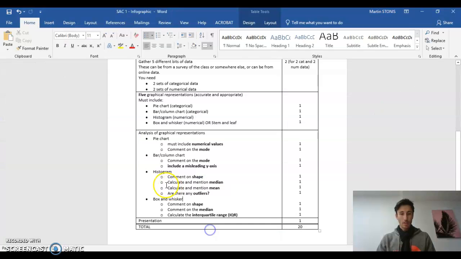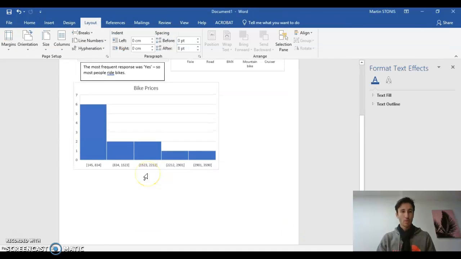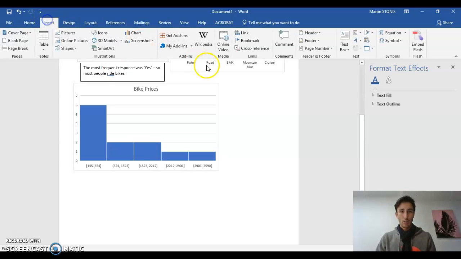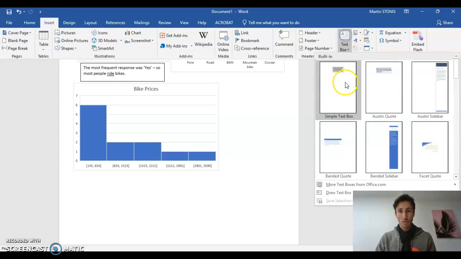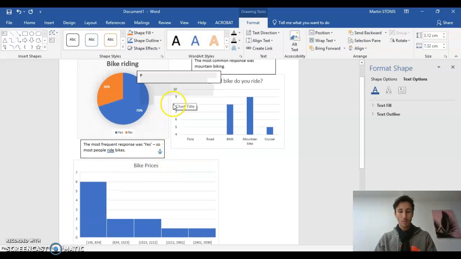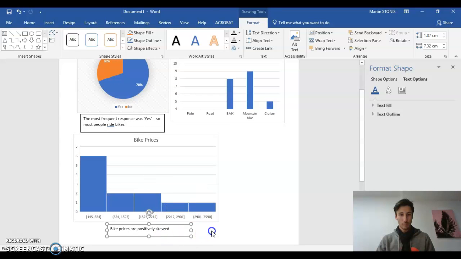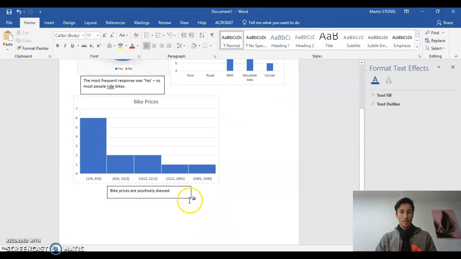Now we need to comment on the shape. Well, what shape does this look like, guys? Is it positively skewed, negatively skewed, or symmetrical? I hope you're all screaming positively skewed. And that's what we're going to write. Prices are positively skewed. All right. So we've mentioned the shape.